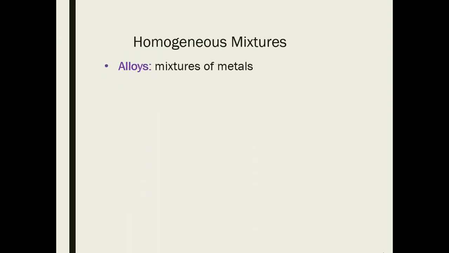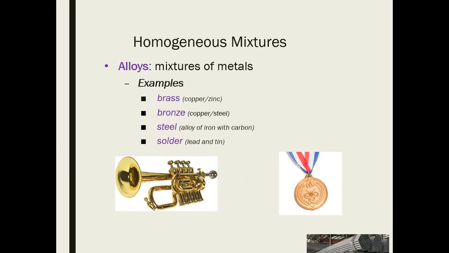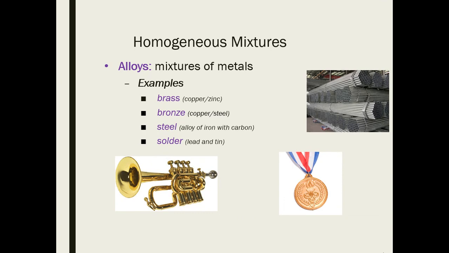Another special type of homogeneous mixtures are things called alloys. Now, alloys are a mixture, but they're mixtures of metals. Two metals that are melted together, placed into their liquid form, mixed together thoroughly, and then allowed to combine physically, not chemically. So some examples of alloys would be brass, bronze, steel, and solder. Those are all things that are a combination of two different metals, or in the case of steel, a metal and a nonmetal.